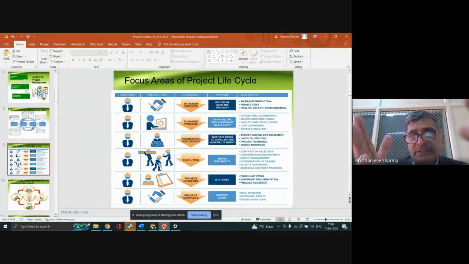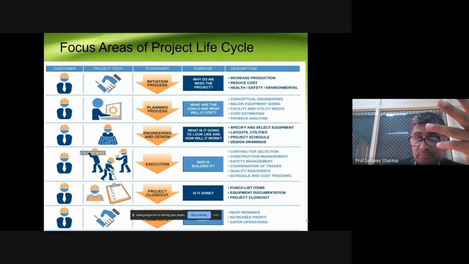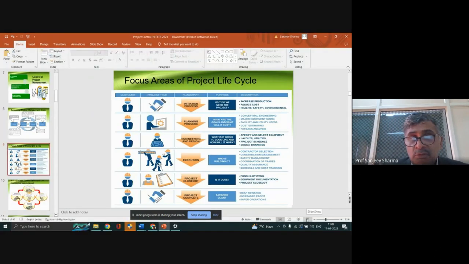So if I go back to this PPT: why should I do it? What are the goals we want? How will it be done? Who is doing it? And then, in the final end, it's evaluation. So I have tried to summarize, through the 5 W's, the various stages of the project life cycle.